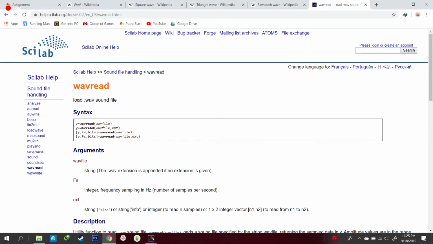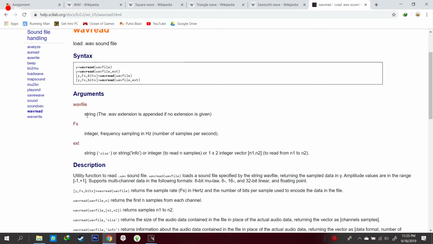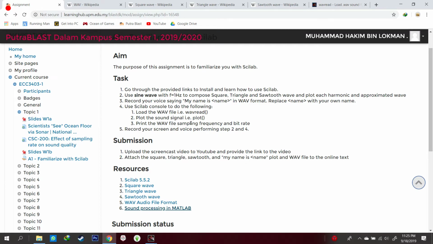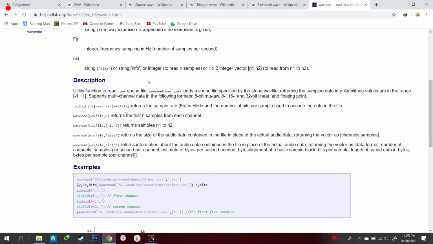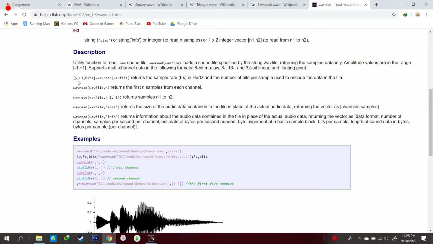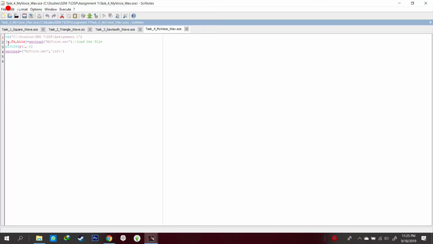This is the way that we can load a wave sound file in Scilab. The wave file is a string, and fs is an integer, the sampling frequency in hertz. Here we're going to put the file's sampling frequency and bit rate. Ext is a string. As we can see, y, fs, bits returns the sample rate fs in hertz and the number of bits per sample used to encode the data. So going back to my file, y, fs, bits equals wave read, which is my voice, my file.